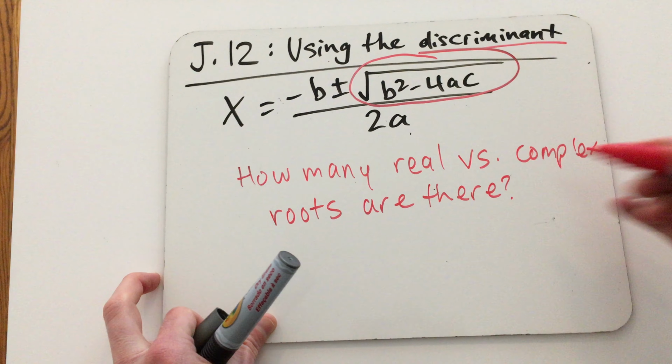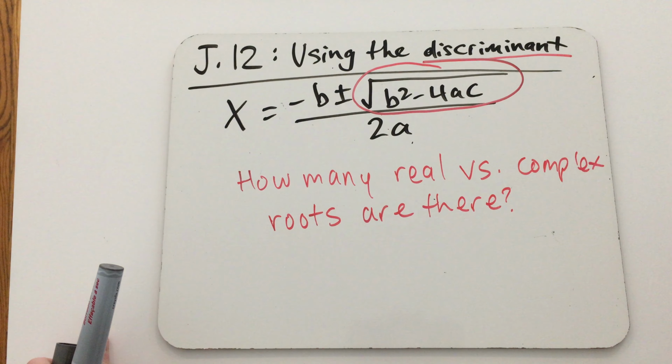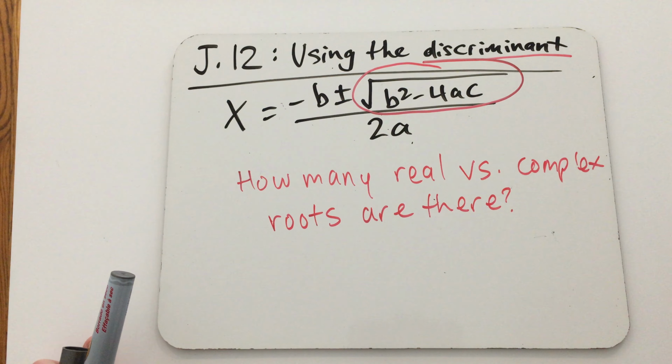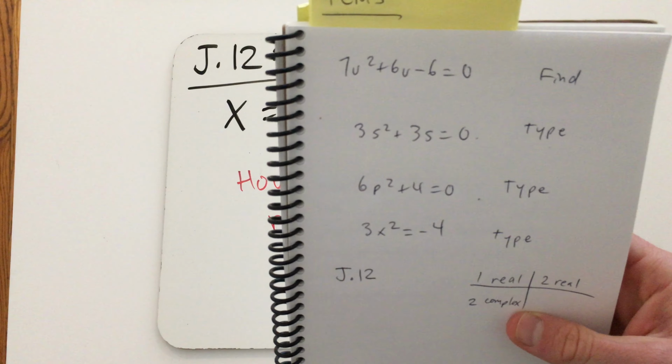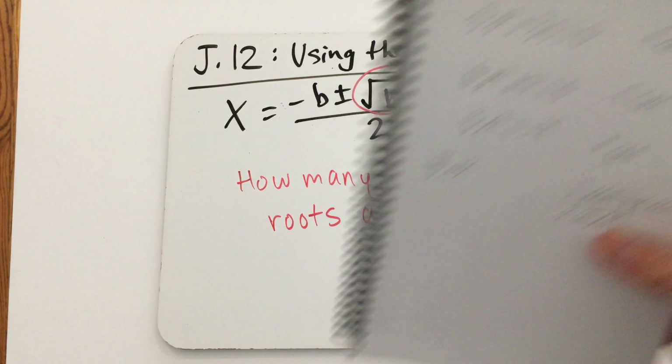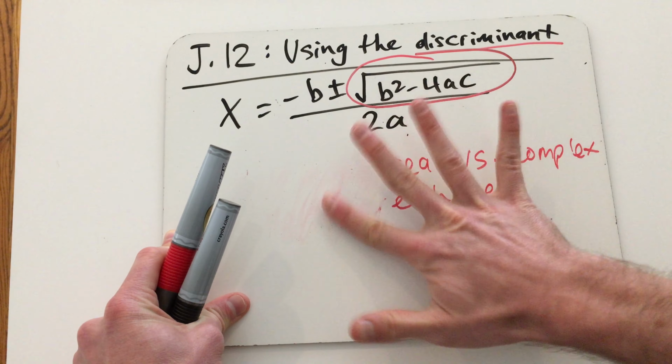Now, it's a quadratic function, so we know that there's two roots because it's to the second degree. But what we really want to know is, are they two real roots? Is there only one real root? Or are there actually two complex roots or two non-real roots? So let's go ahead and solve a few problems. We're going to go through these four, and we're going to use them in order to find the discriminant and see what that means.